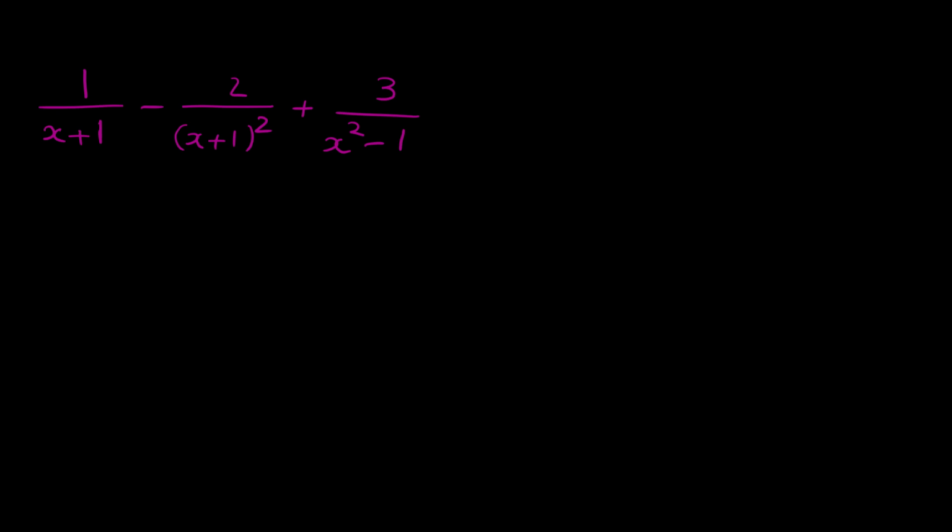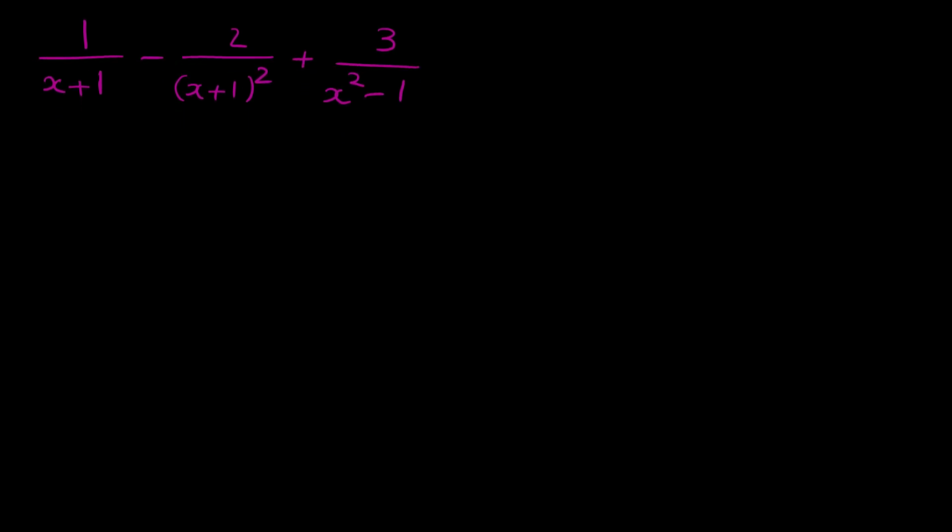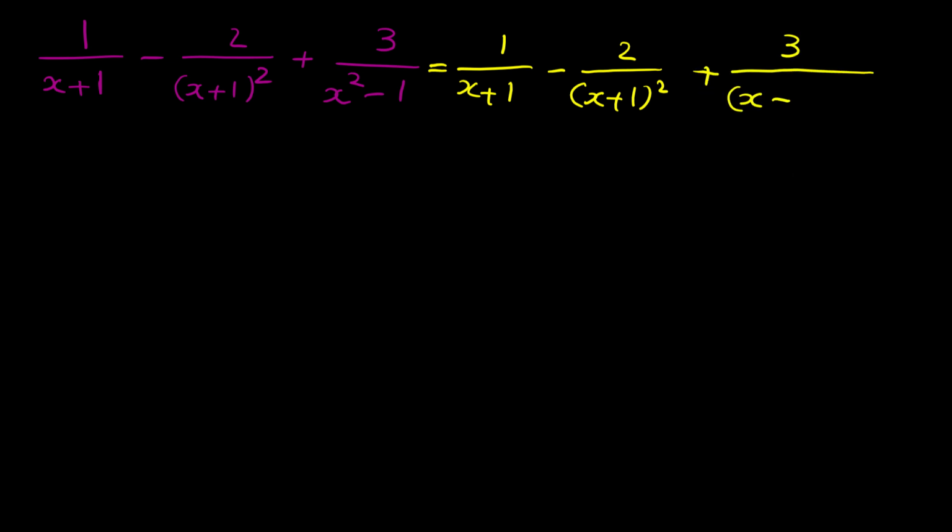So the first thing that we do here is that we factor the denominator of the last fraction. We have 1 over x plus 1 minus 2 over x plus 1 to the 2 plus 3 over x minus 1 times x plus 1.